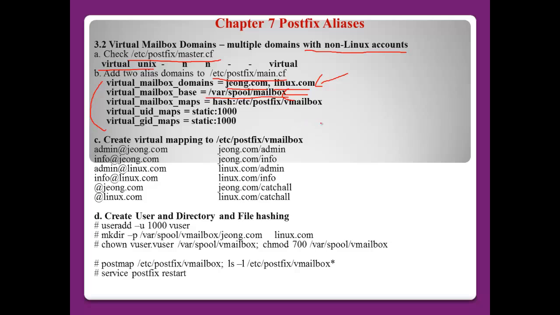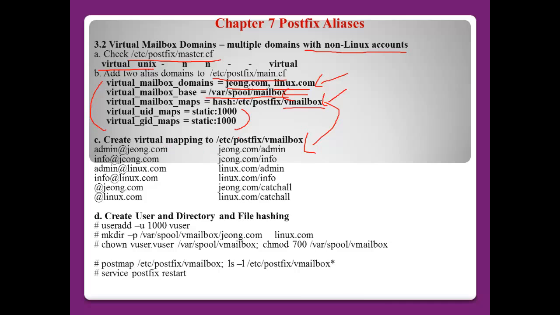/var/spool/mailbox. And the mailbox maps, in my case, I will create this file, vmailbox. And after that, virtual UID map and GID map, static 1000, 1000. So here, 1000 means the UID and GID. So this UID will control this mailbox.